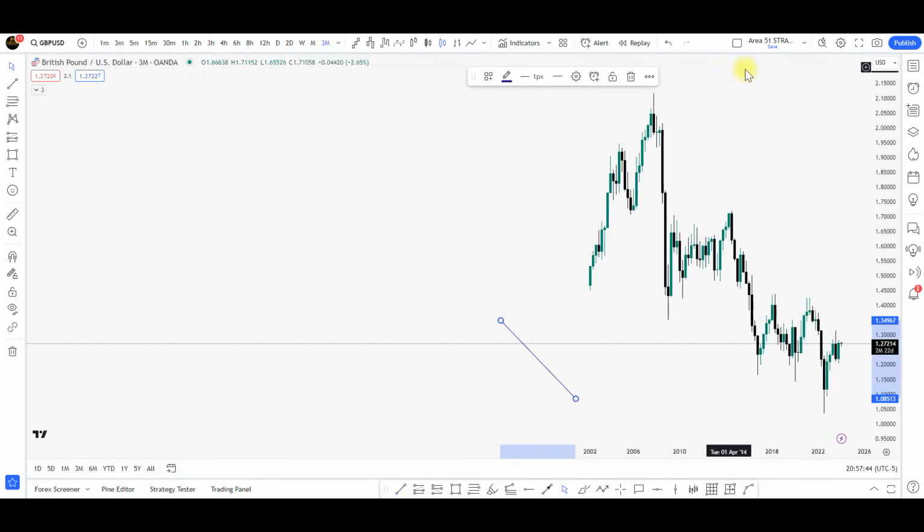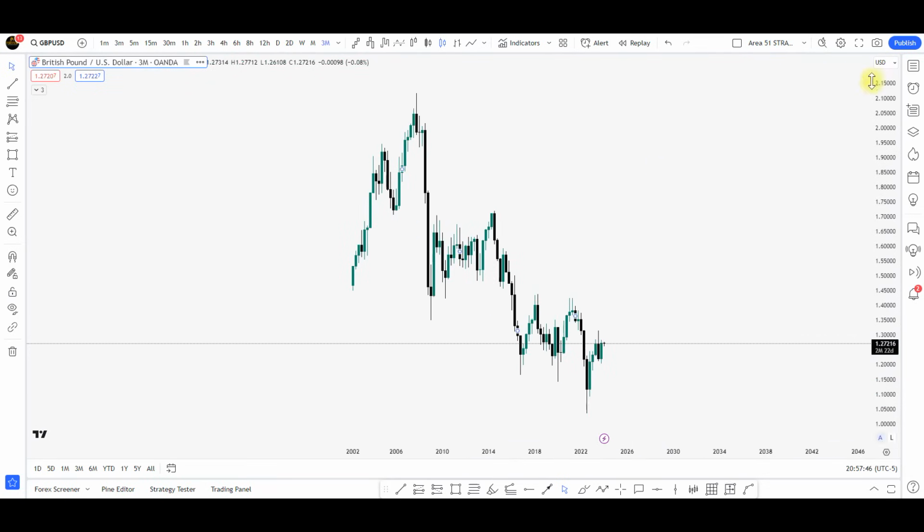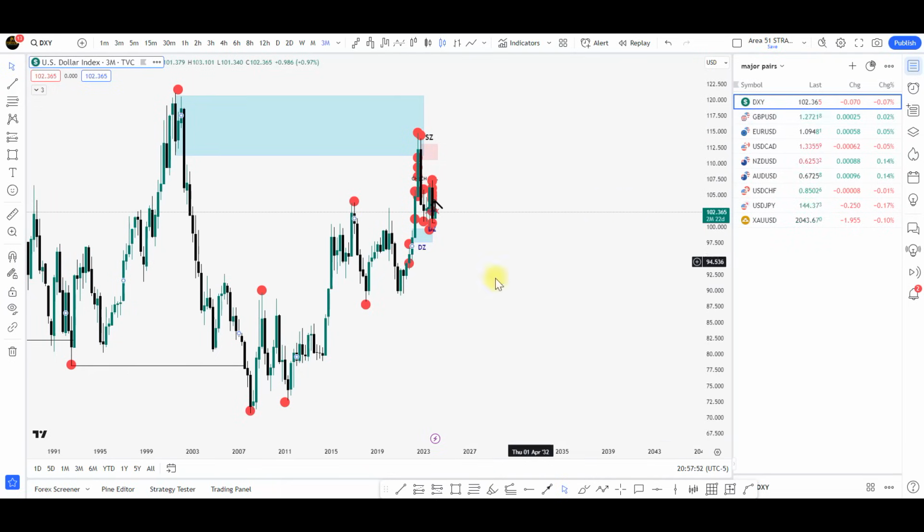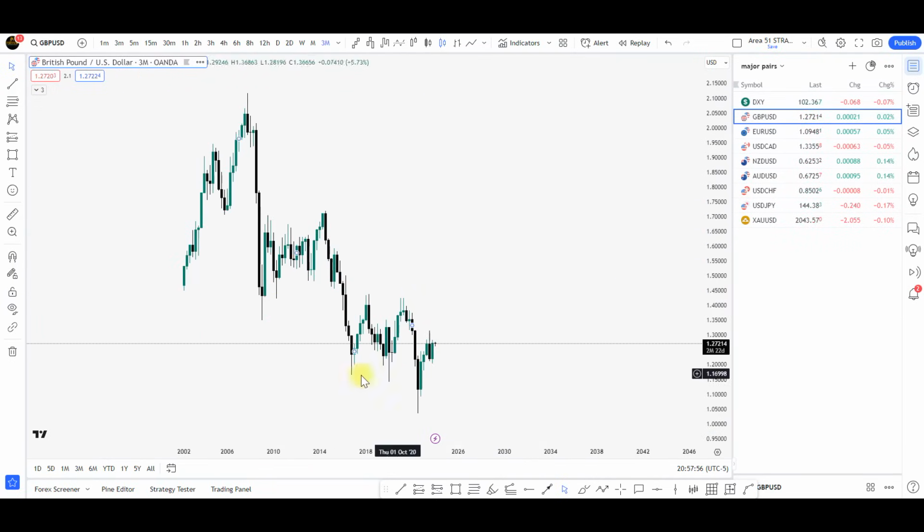Okay, very clear. What do we have there? DXY is weak. Pound is basically going up a little bit, but let's look into this very quickly. We have a high, low, lower high, lower low, lower high, and then low, low. Getting the bigger picture is very, very important.